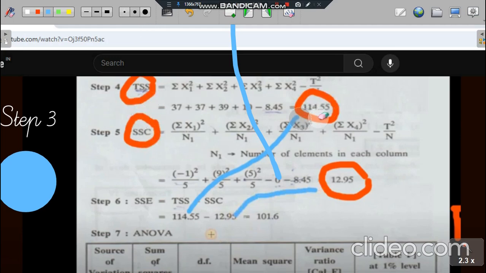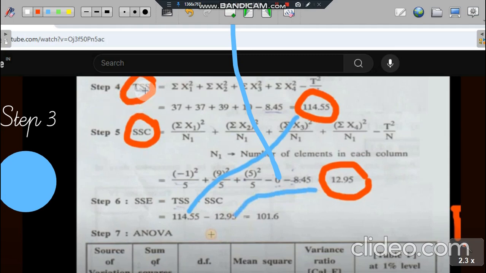The value is 114.55. SSC value is 12.95. So now SSE we can calculate by using the formula TSS minus SSC. TSS is 114.55 minus 12.9, and the answer is 101.6. This way we can calculate all the values here.